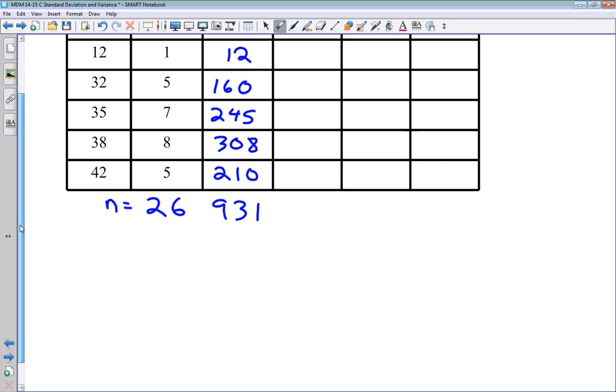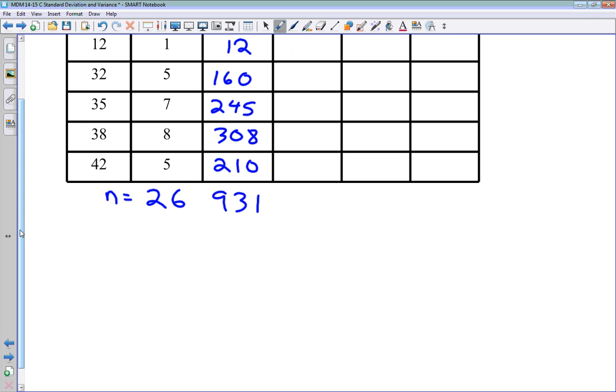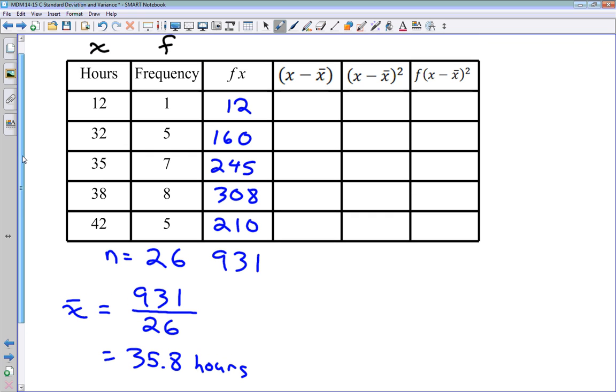Now we have enough data here that we can calculate our mean. Our mean is going to be that 931, the sum of all of the frequencies times the X values, divided by our N value, 26, gives us a mean of 35.8 hours.